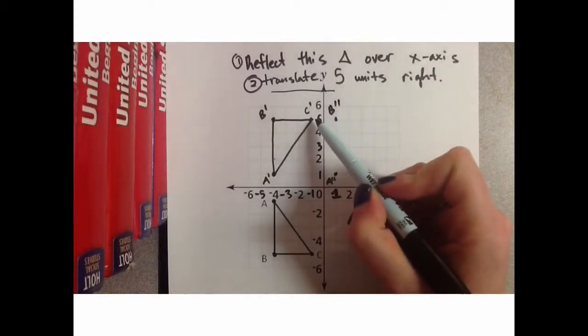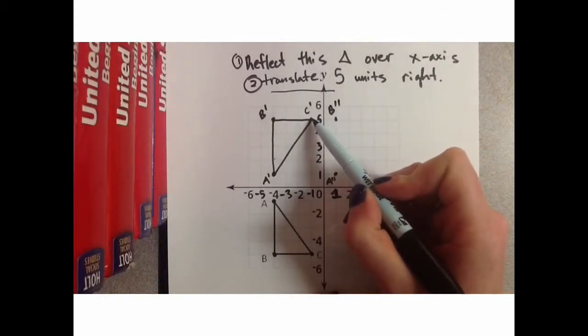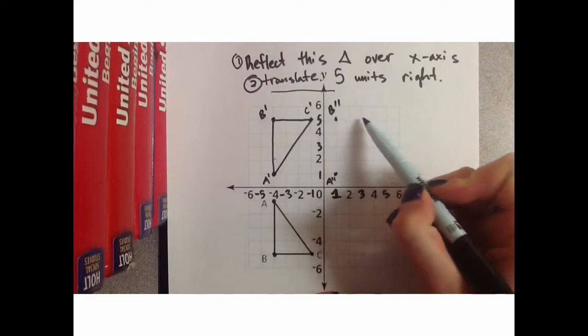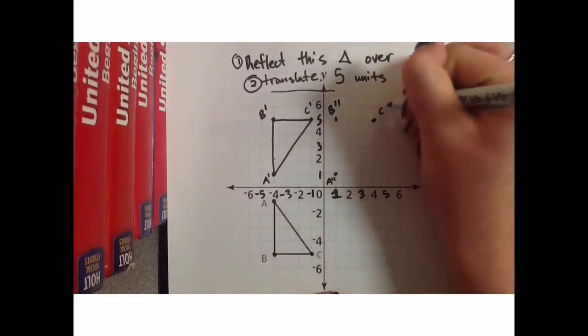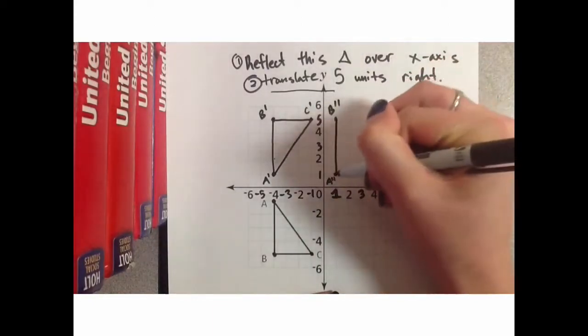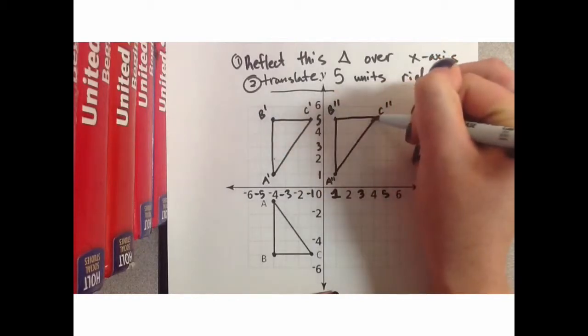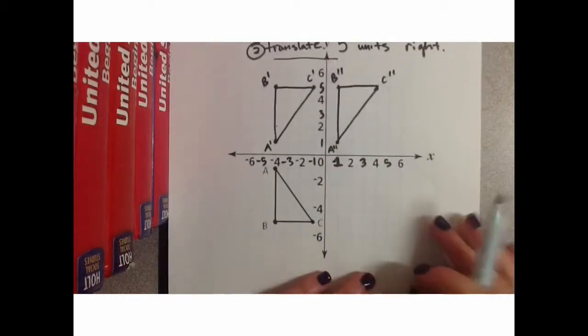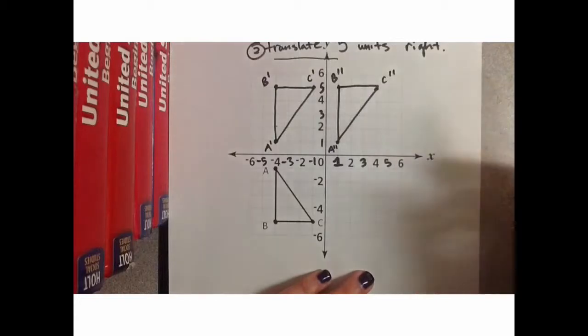And then lastly, C prime. 5 units to the right. I'm just going to count. 1, 2, 3, 4, 5. And that becomes C double prime. Now that I have done my transformations, I'm just going to write the new coordinates for my last triangle, which is A double prime, B double prime, and C double prime.